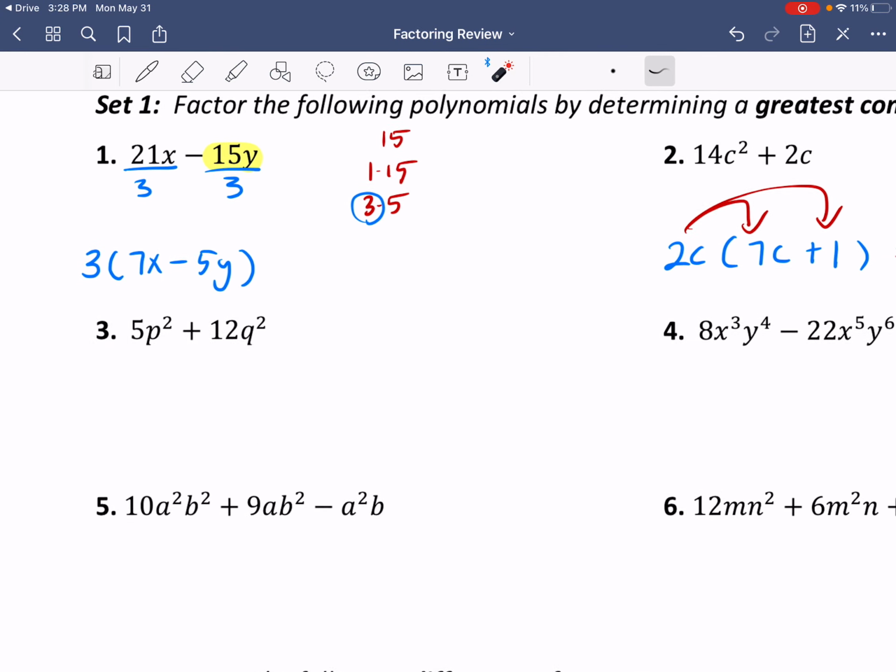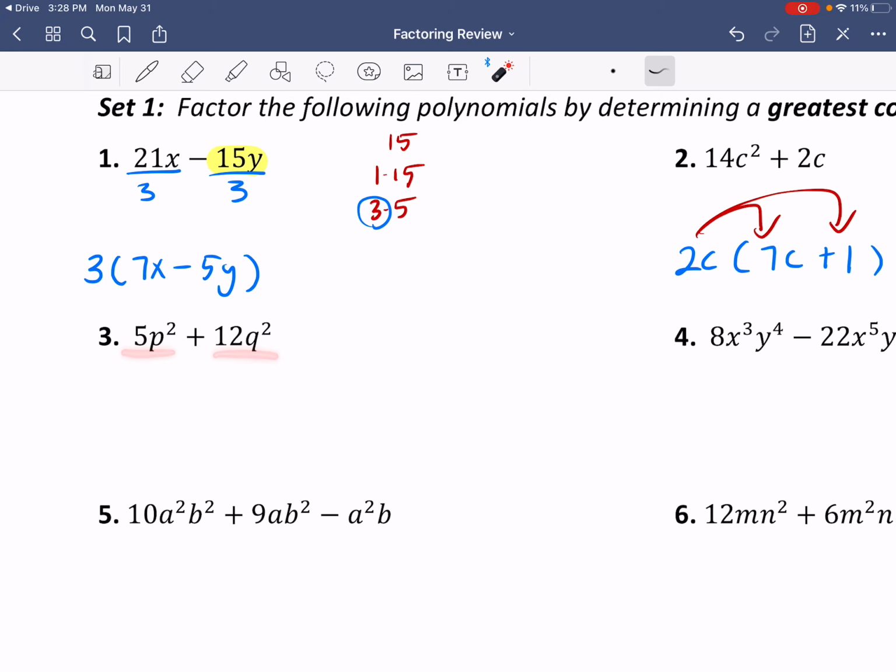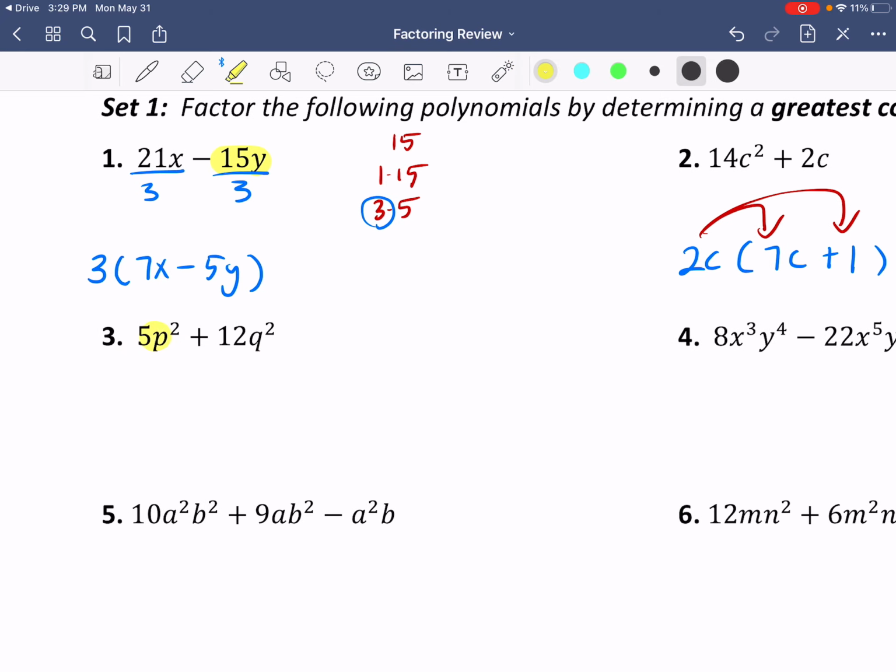So let's look at this one. What do they have in common? 5 is the smallest number, and there's nothing that we can actually take out. 5 is a prime number, which means it has only 1 and itself as a factor, and obviously 5 does not go into 12. 1 goes into 12, but it does not change anything. This one has a p, this one has a q, which means this one cannot be factored. So this one can't be factored. Just like this form, it cannot be factored further.